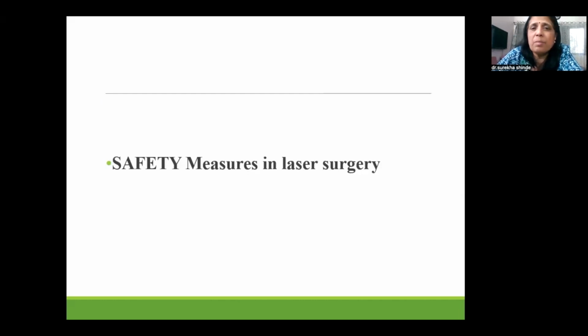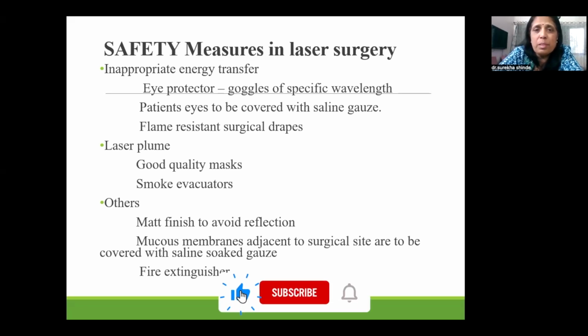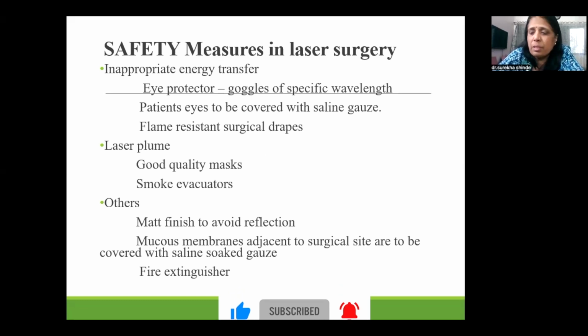So what other safety measures can you have for laser surgery besides securing the airway? You have to protect your eyes with goggles of specific wavelength, which are laser protected. The patient's eyes should be covered with saline gauze. Flame-resistant surgical drapes should be used, especially because surgical drapes also can catch fire. Laser plume: whenever a surgeon is igniting something, the fume that is produced is debris, so the debris can be inhaled by you also. So you should have a good quality mask like three-ply and smoke evacuators in the operation theatre.